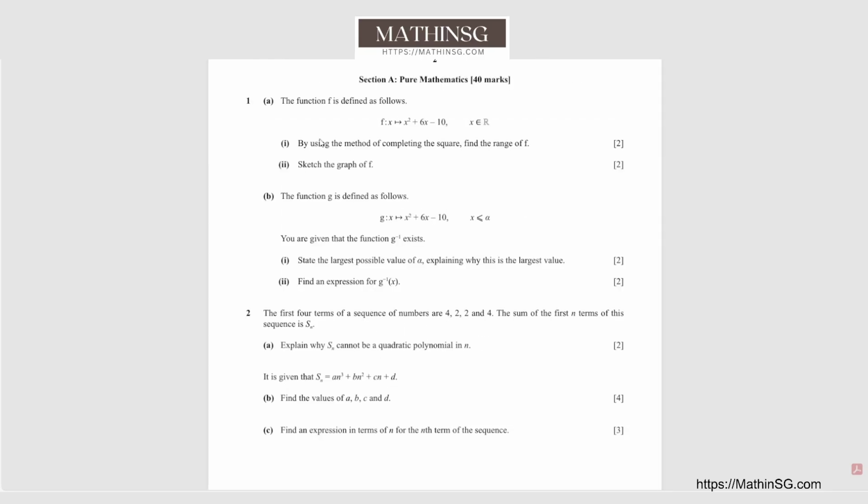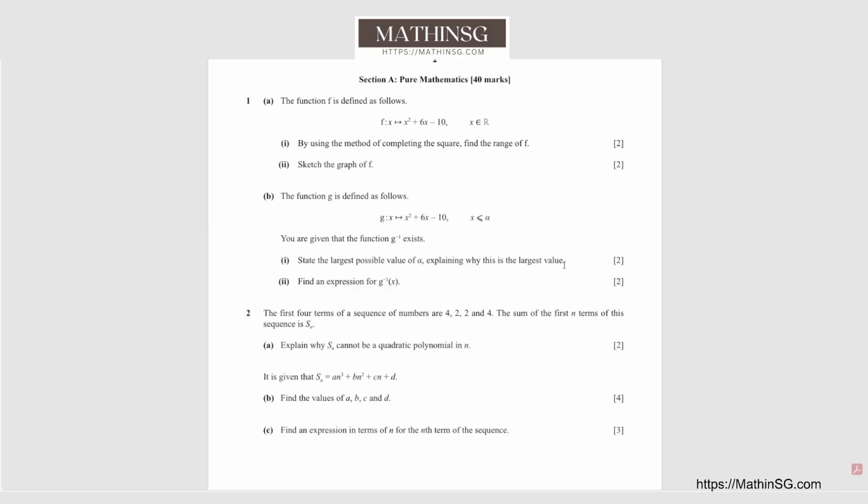Next portion, the function g is defined as follows. g(x) equals x squared plus 6x minus 10, where x is less than or equal to alpha. So basically g and f take the same rule. The only difference lies in their domain. You are given that the function g inverse exists, so state the largest possible value of alpha, explaining why this is the largest value.